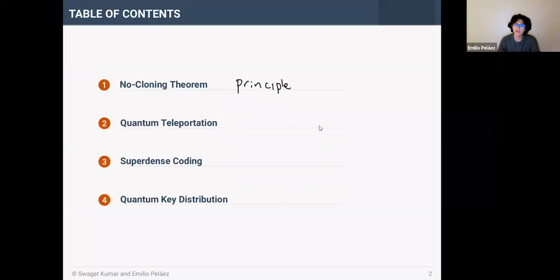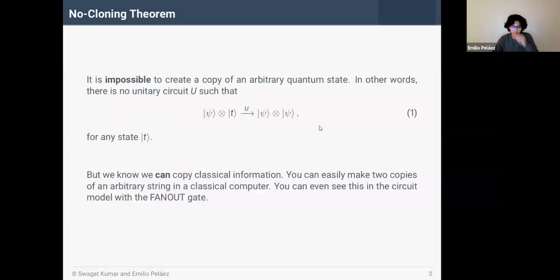Then quantum teleportation, superdense coding, and quantum key distribution, which all three are protocols of quantum computing, protocols or circuits. So they are like real applications of quantum computing. So let's start off with the no-cloning theorem.